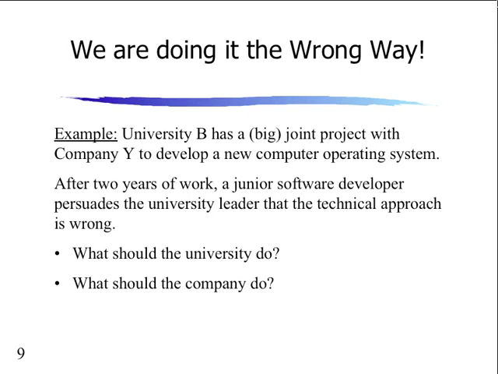that's the scenario. Another classic problem. University B has a big joint project with Company Y in developing a new computer operating system. After two years of work, the junior software developer persuades the university leader that the technology approach is all wrong. Uh-oh, we're doing it the wrong way. What should the university do? What should the company do? Cancel the project. Start over again. Do it the right way.